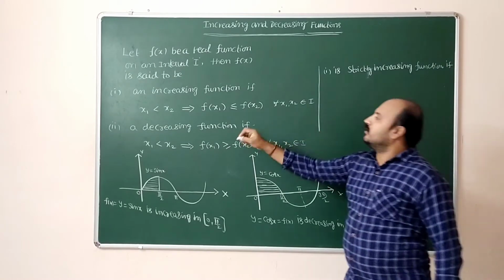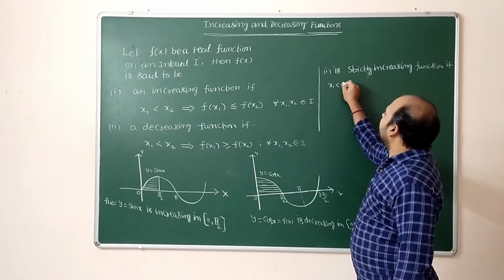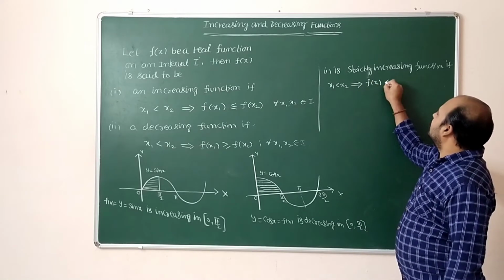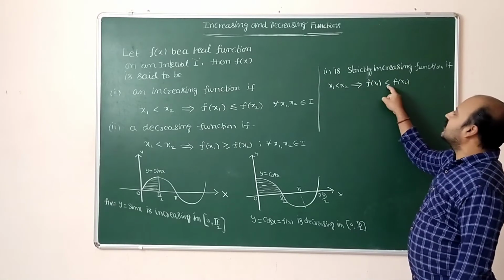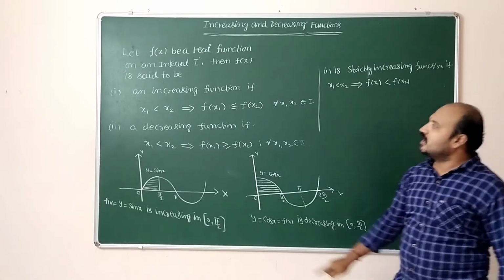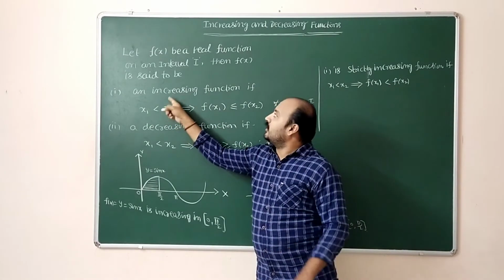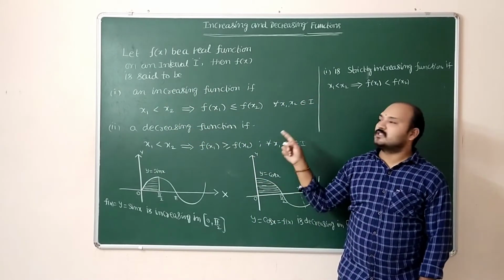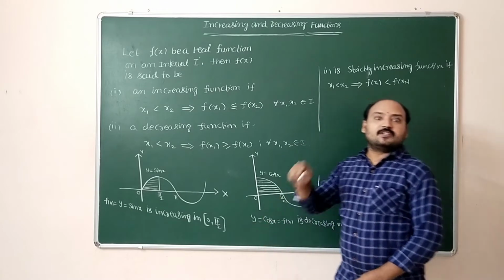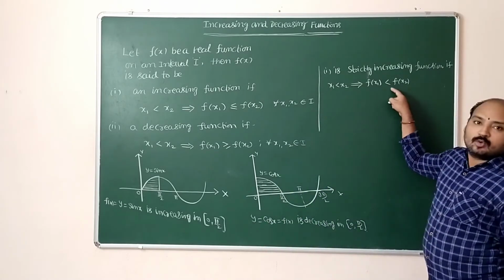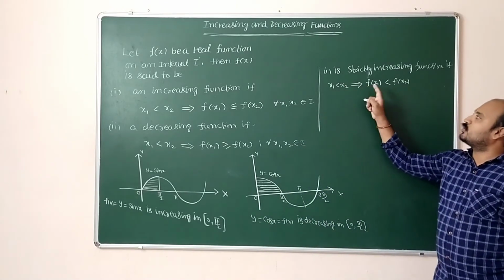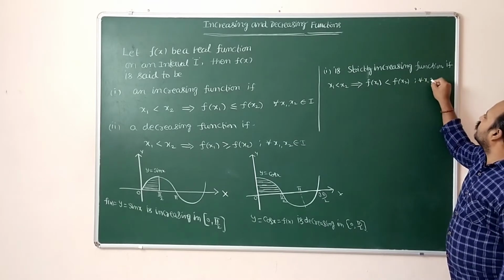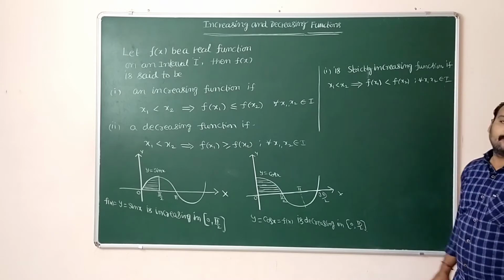if x1 is less than x2, that implies f of x1 is less than f of x2 itself. It is not less than or equal to. You remember that, students? If they are asking to define the function is increasing, you write x1 is less than x2 implies f of x1 is less than or equal to f of x2. If it is strictly increasing, you remove that or equal to symbol here. x1 is less than x2 implies f of x1 is less than f of x2 for all x1 comma x2 which belong to interval I.